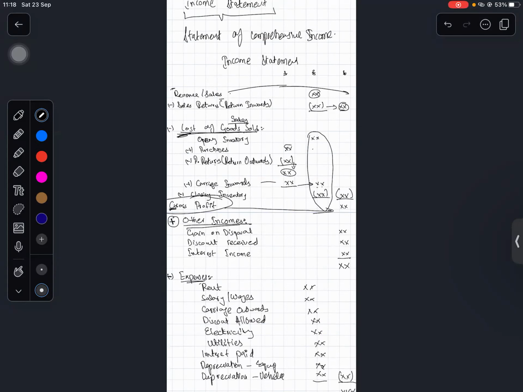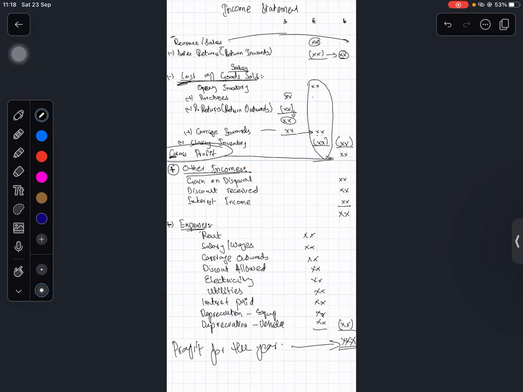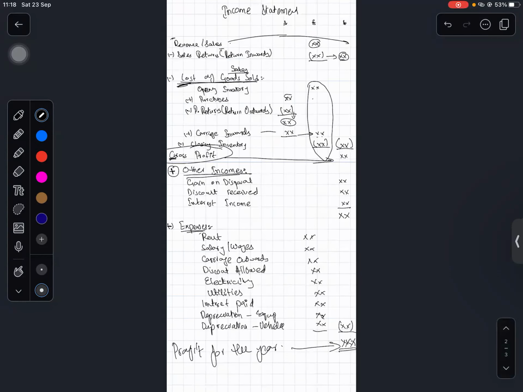Once you get your gross profit, you can add any other incomes which you had during the year: gain on disposal, discount received, interest income. For example, there can also be a rent income. For example, you had a building and you put it out on rent and you're receiving some sort of rent from there, so that would be rent income. Any sort of income which is other than your sales income will come underneath the gross profit. Once you've added that, then you get to your expenses: rent, salaries, and all that. Once that is done, you subtract that from the above amount to get to your profit for the year. Any confusions then? Is this clear?